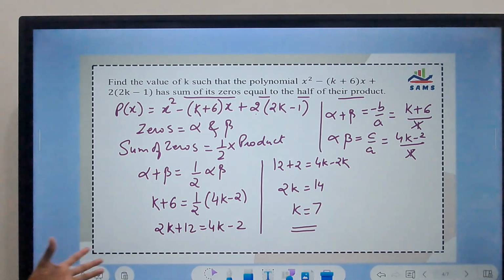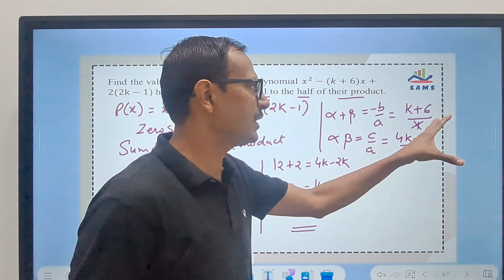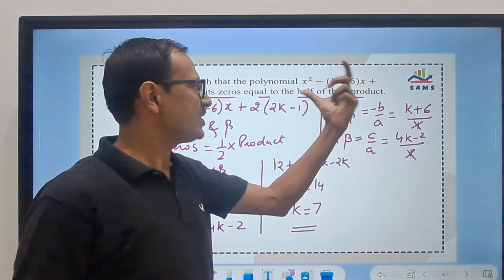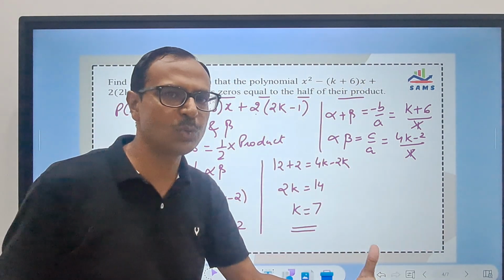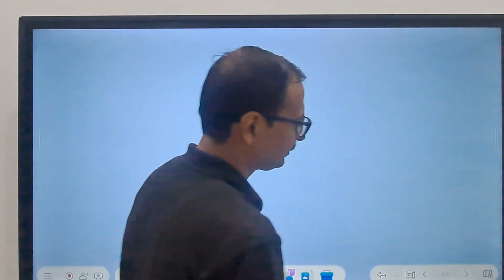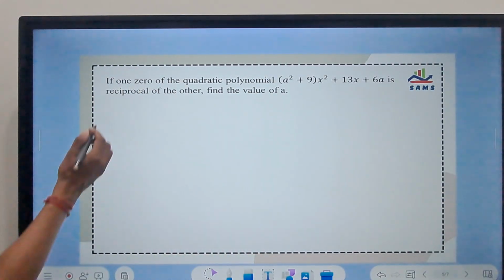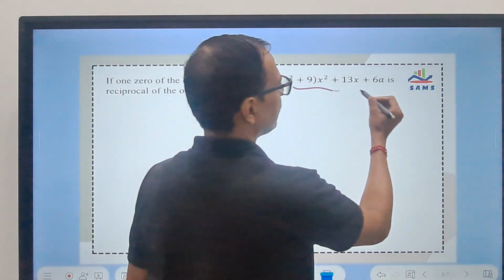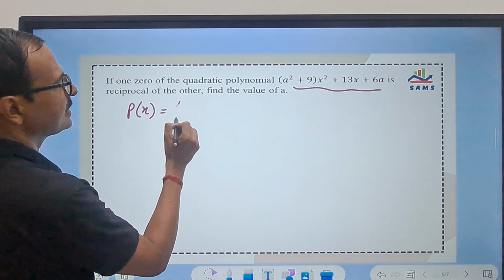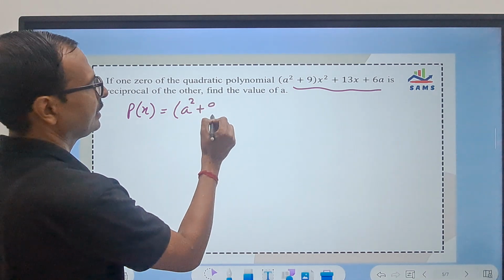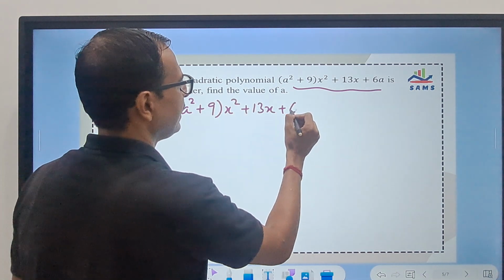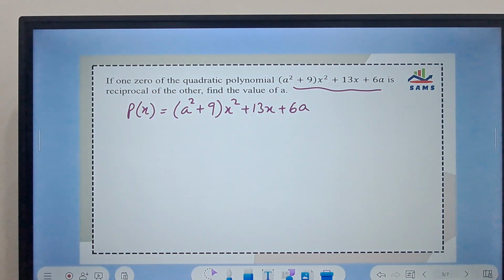Again, you should know the logic, you should know the relationship between zeros and the coefficients. You should know what the question is asking us to do and what is the basic concept involved in there. Okay, let's see the next one. Here we have, if one zero of this, so this is the quadratic polynomial. So I'll assume that as p(x), that is a squared plus 9 x squared plus 13x plus 6a. That is the quadratic polynomial.